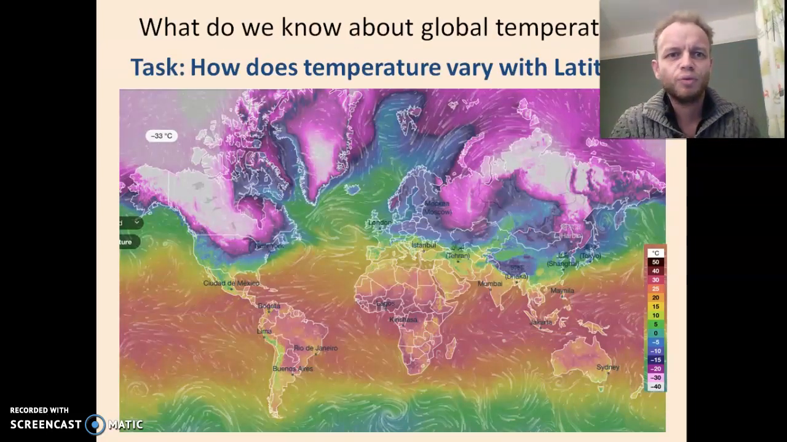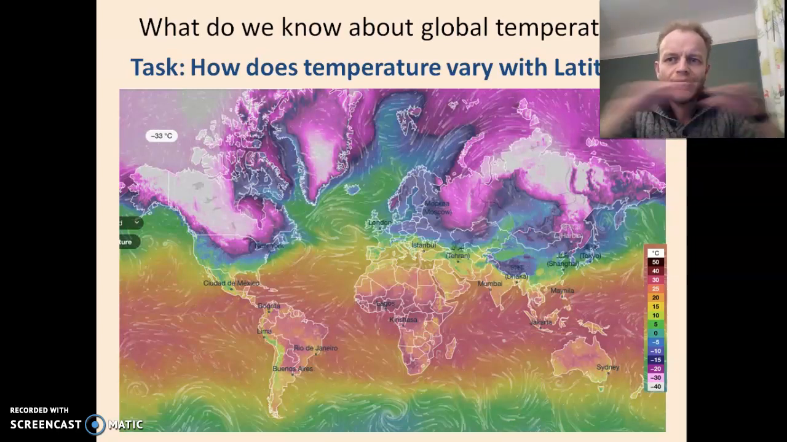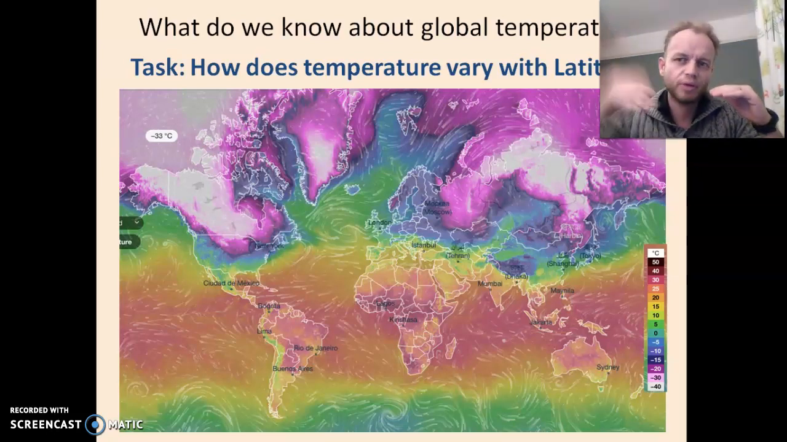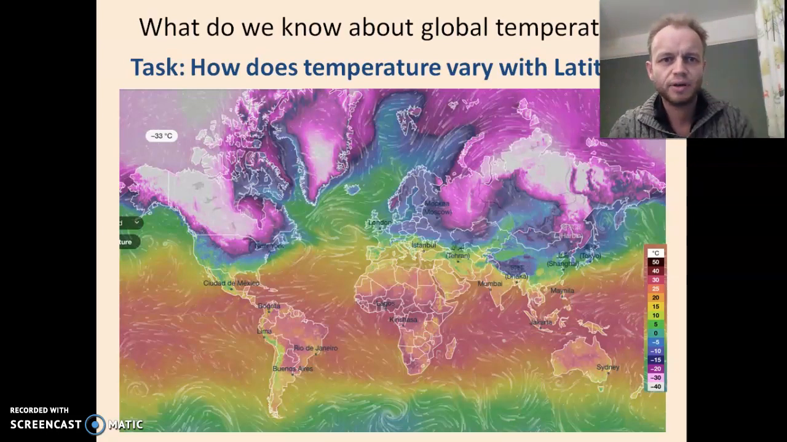So, what we want to do is to think about the global pattern of climate, and we've looked at this a little bit, and you guys should be familiar with some of the ideas in here, but we want to think about how does temperature vary with latitude. So remember we talked about lat is flat, latitude is the distance away from the equator. So how far north of the equator we are or how far south of the equator we are.